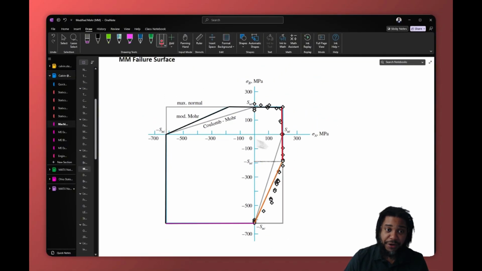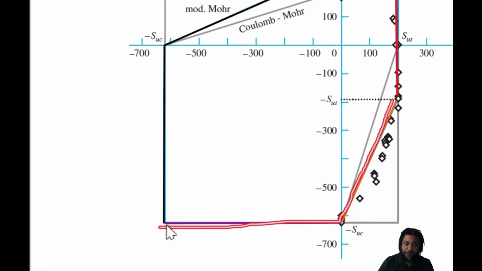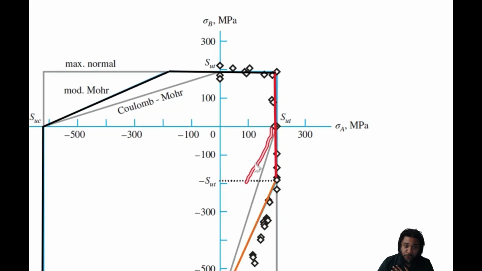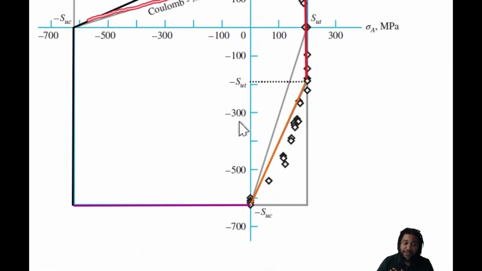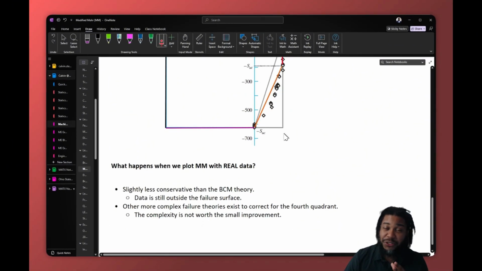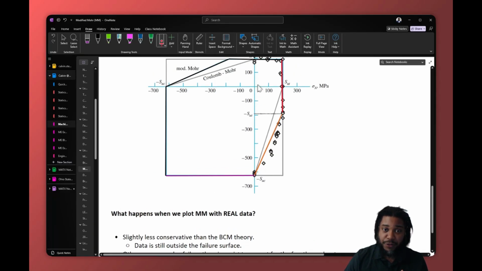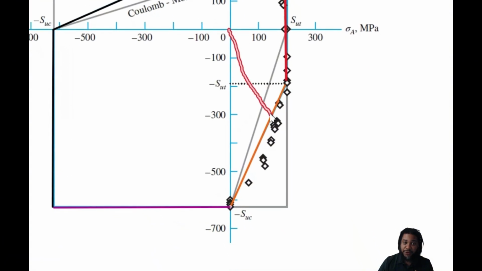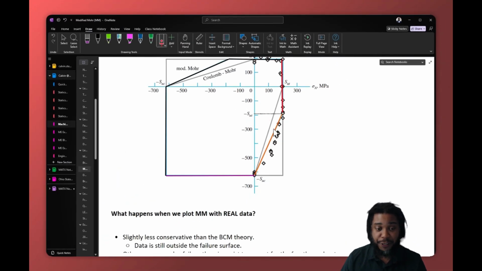Now, if we compare the modified Mohr, this new line, with the previous one we just learned, which is brittle Coulomb-Mohr, which are the gray lines here, we can see that it is slightly less conservative than brittle Coulomb-Mohr. It is closer to the experimental data, meaning that if we were to try to predict failure, our prediction of failure is going to be closer to when our material actually fails, right?